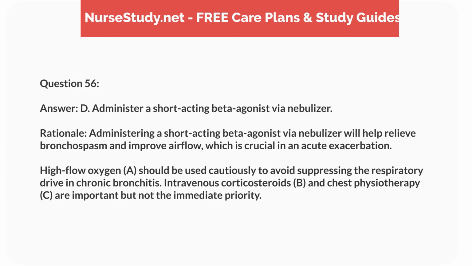Rationale: Administering a short-acting beta agonist via nebulizer will help relieve bronchospasm and improve airflow, which is crucial in an acute exacerbation. High-flow oxygen, A, should be used cautiously to avoid suppressing the respiratory drive in chronic bronchitis. Intravenous corticosteroids, B, and chest physiotherapy, C, are important but not the immediate priority.